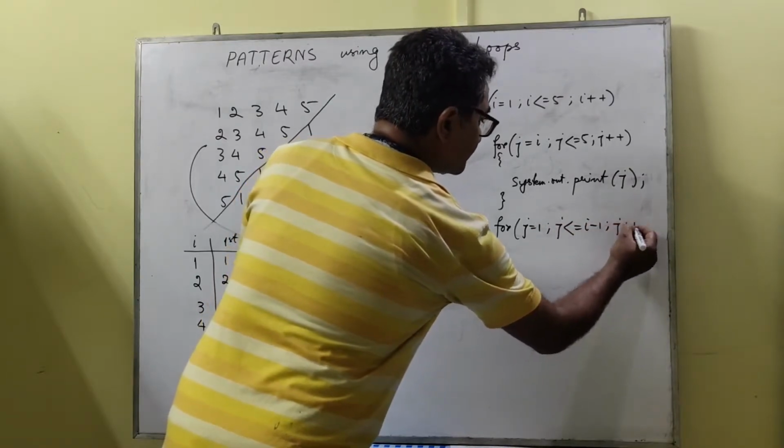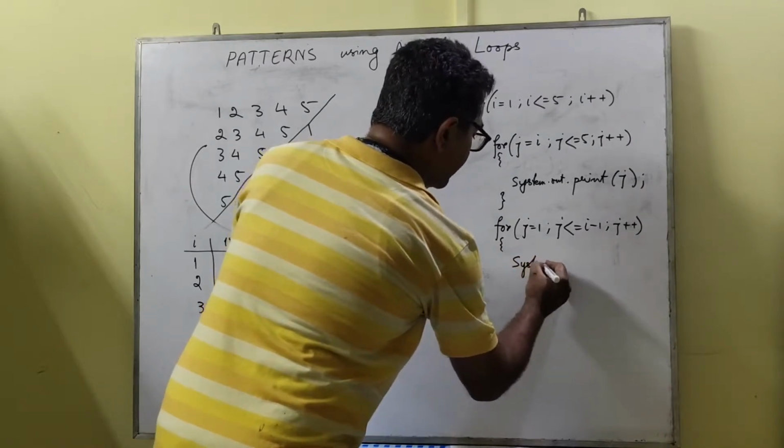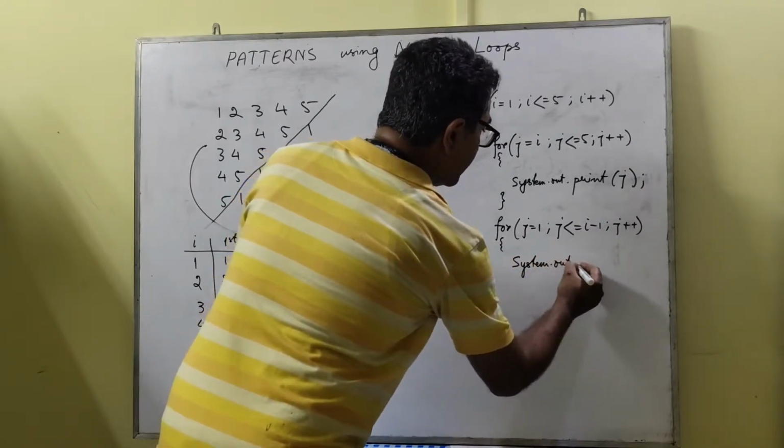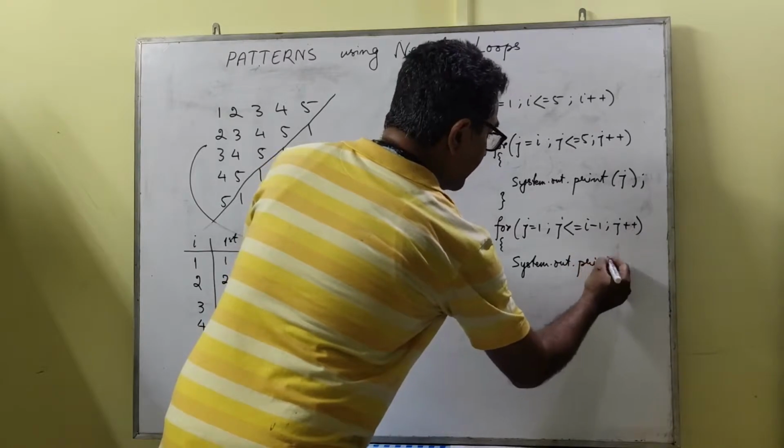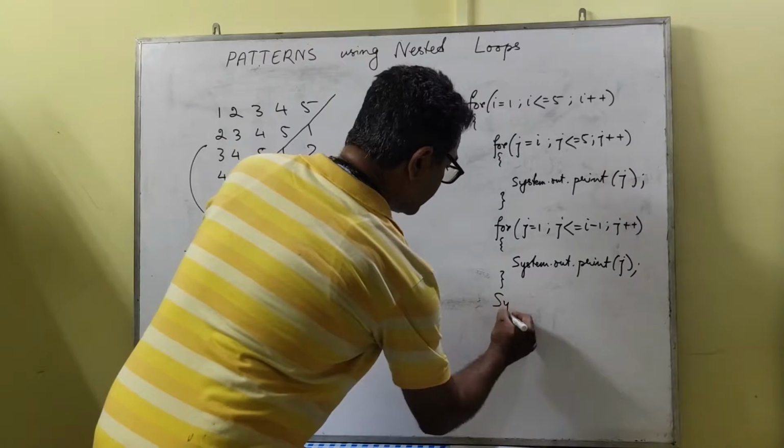That's it. And here we can display the value of j. At last, we'll go to the next line.